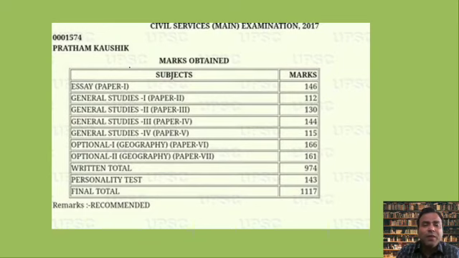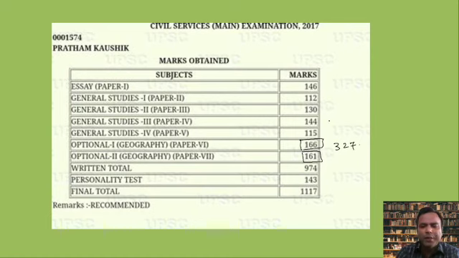Now, to prove the testimony that people get selected with the geography optional, there are mark sheets of a few of the recommended aspirants. In this mark sheet, you can see one of the top scorers in the geography option, Pratham Kaushik. In geography paper 1, he got 166, and in paper 2, he got 161. In total, he got around 327 marks.